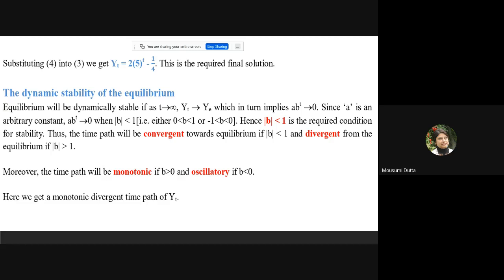Okay. So first tell me whether you are understanding how to derive the time path. Ma'am, could you please show the previous slide?